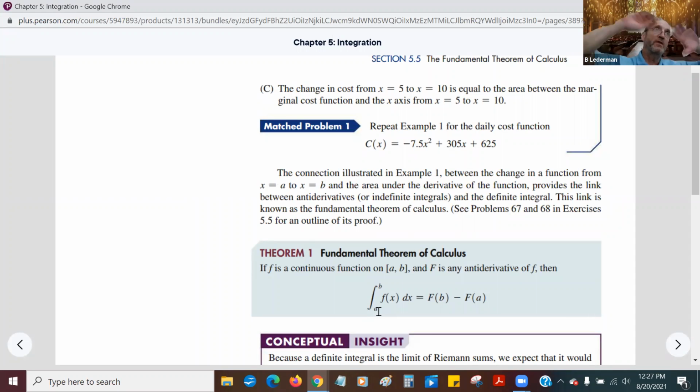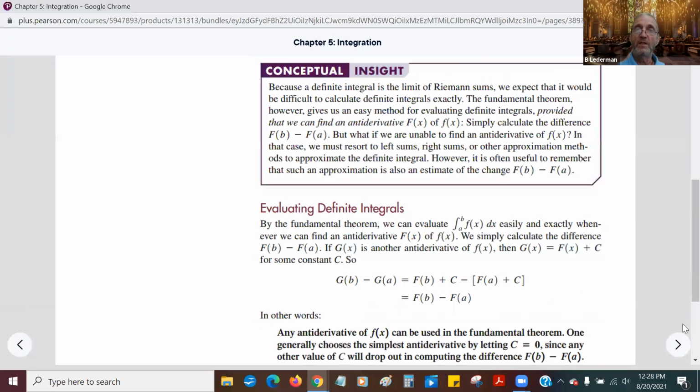So if we want to find the area under the curve, which is very important for a lot of reasons, instead of drawing all these little rectangles and taking limits, all this kind of stuff that we've been doing, all we have to do is get the antiderivative, plug in, subtract, and we're done. That is the fundamental theorem of calculus, and it is incredible how much easier this makes everything.